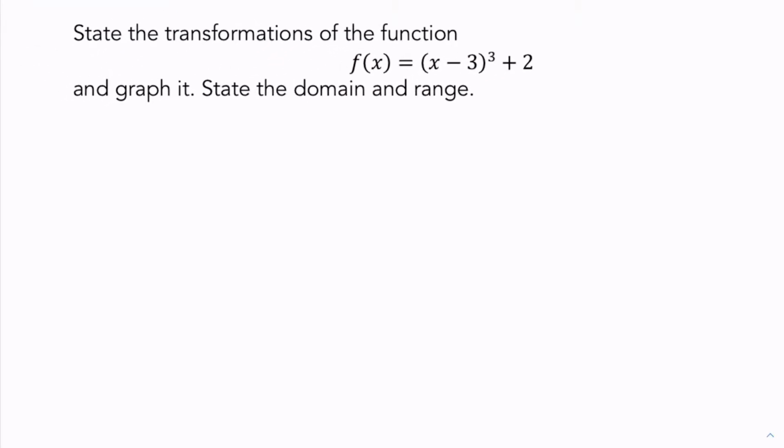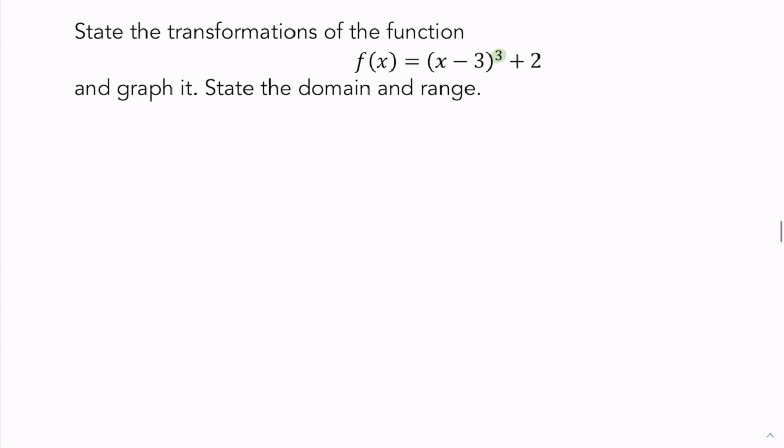Here we are transforming a cubic function. Let's take a look at it: f(x) = (x - 3)³ + 2. Again, this exponent 3 makes all the difference. So what are the transformations going on over here?